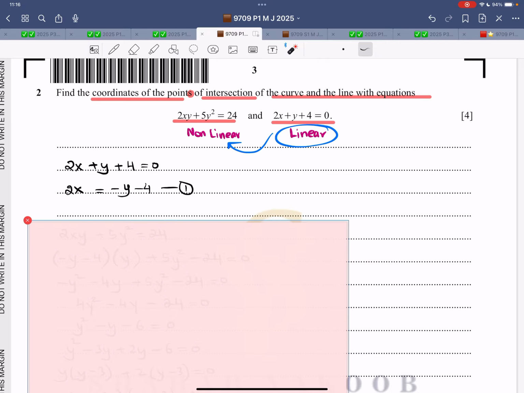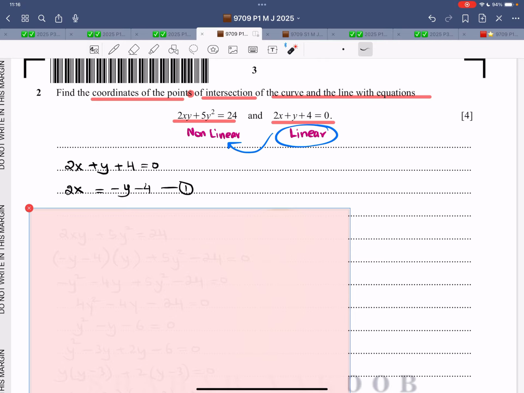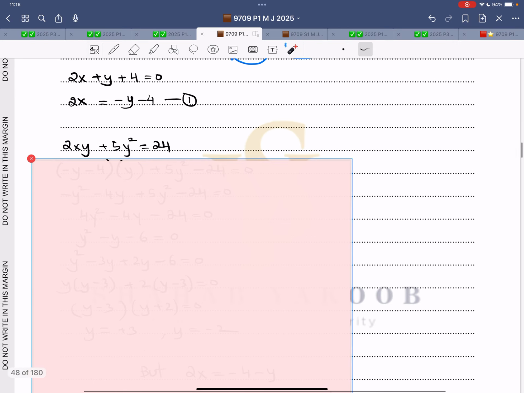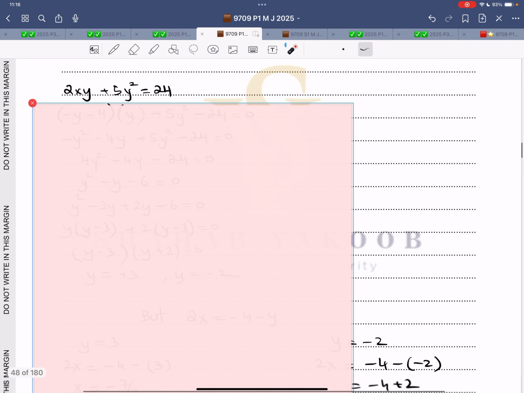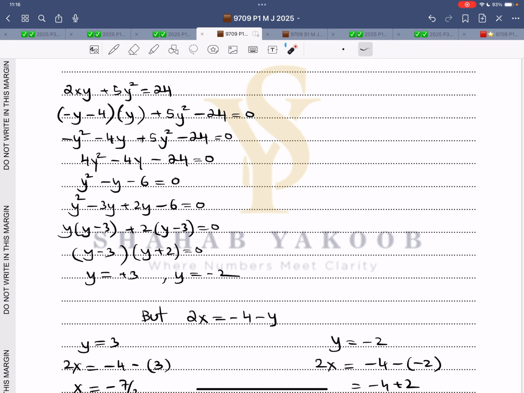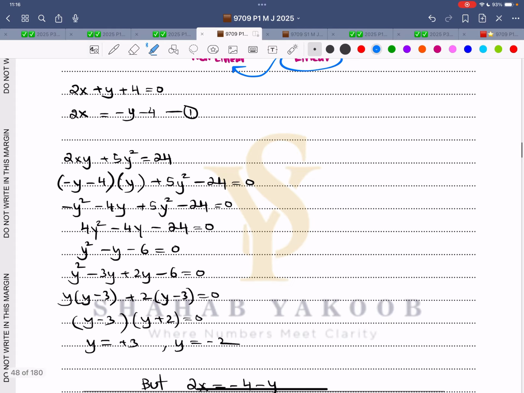First of all, I'm making 2x the subject. I'm not making x the subject, I'm making 2x the subject, and you will soon know why. And then that's the non-linear equation: 2xy + 5y² = 24. In place of this, 2x was made the subject, so 2x is -y - 4. Now this 2x is becoming -y - 4.